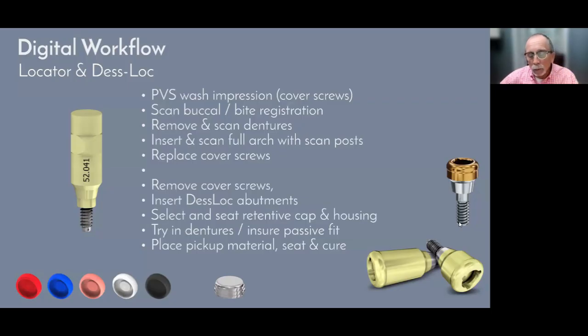You'll need to do a measurement, right? How deep the tissue is. So surface of tissue down to the top of the implant, and that tells us how tall of an abutment to order. And with that information, we can order the abutments, we can fabricate the denture, and then send the denture with the caps and the housing and the abutments.